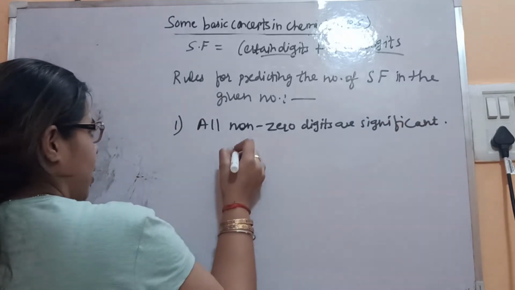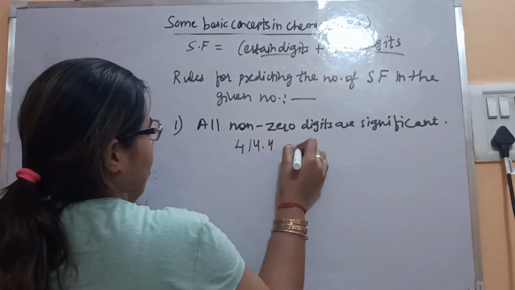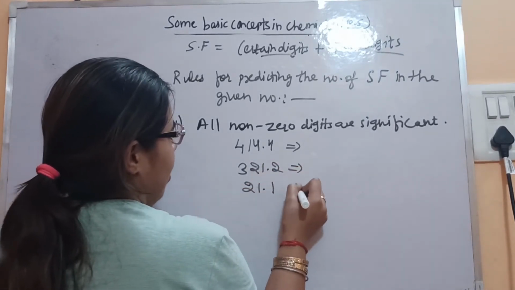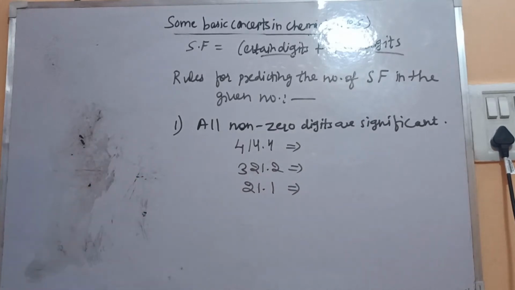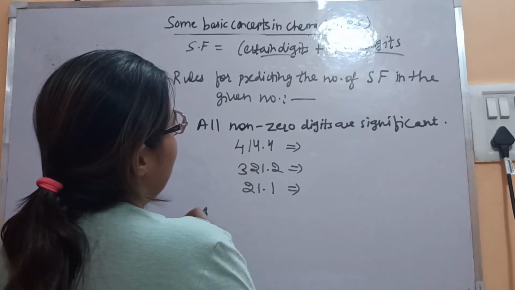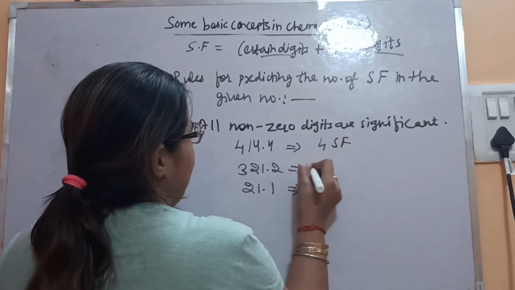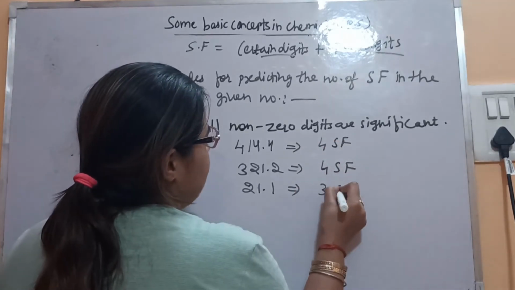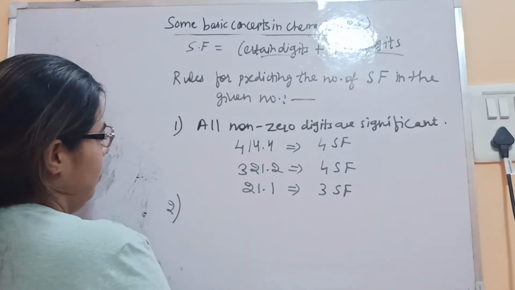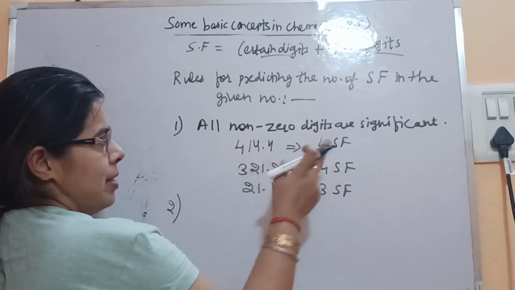For example, let's say 414.4, 321.2, 21.1. Here all are non-zero digits, so they all are significant. So 414, that's why we are saying certain digits plus last digit, all are significant. So here 4 significant figures, here also 4, here 3 significant figures.